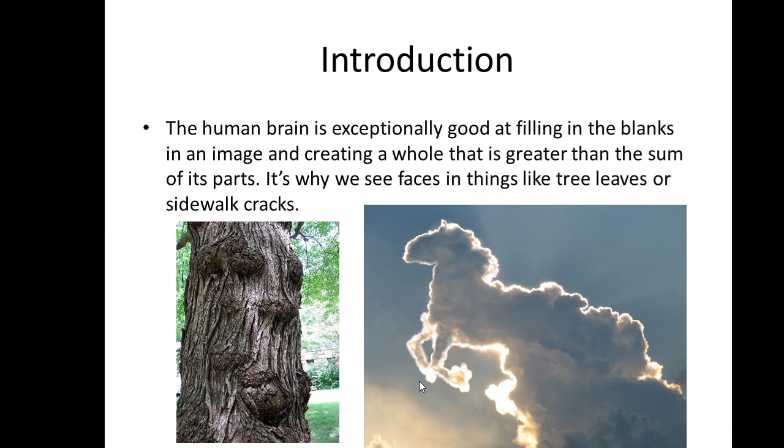Introduction. The human brain is exceptionally good at filling in the blanks in an image and creating a whole that is greater than the sum of its parts. It's why we see faces in things like tree leaves or sidewall cracks, etc. So here are some examples. Here we can imagine some sort of a face, we have the nose, the eyes, and here we can imagine it as if there is a horse in the shape of a horse. And it's actually the perception of our human brain.